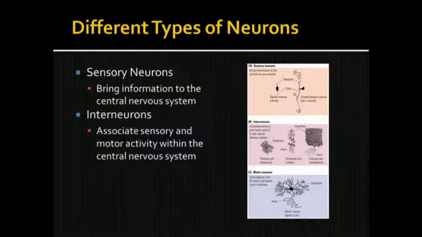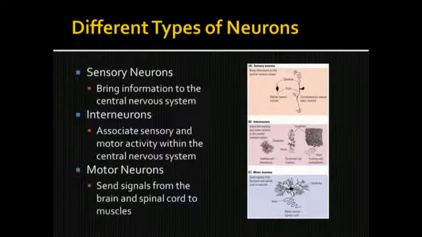In addition, most of the neurons in our brain are what are called interneurons. They are the gaps between sensory and motor, because the third kind are the motor neurons, which are the neurons that send information out and actually enact movement. So the interneurons associate sensory motor activity within the central nervous system.